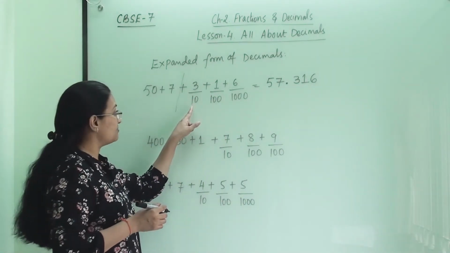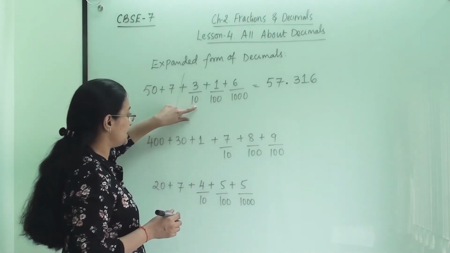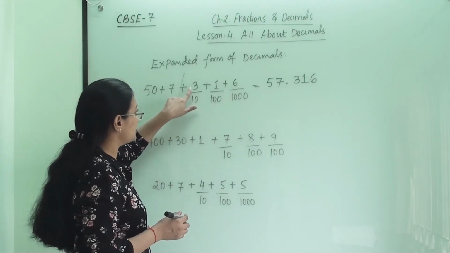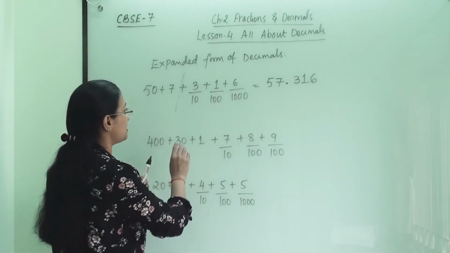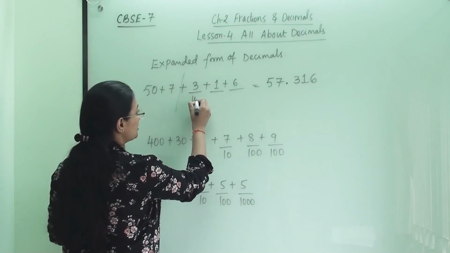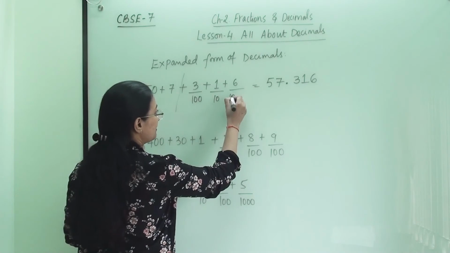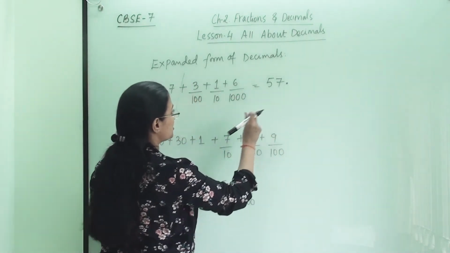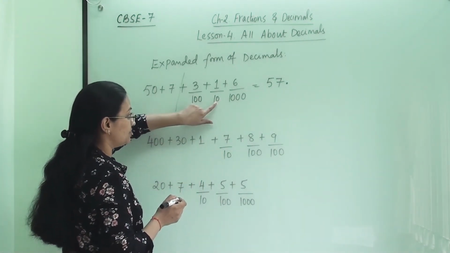Sometimes in the exam, if they have changed this order, then we have to check that first has to be 10, then 100 and then 1000. So this number is 316. For example, if they have given 3 with denominator 100 first, then they have written 10 and then 1000. In that case our number will change, and we have to check where 10 is, that number will come first.